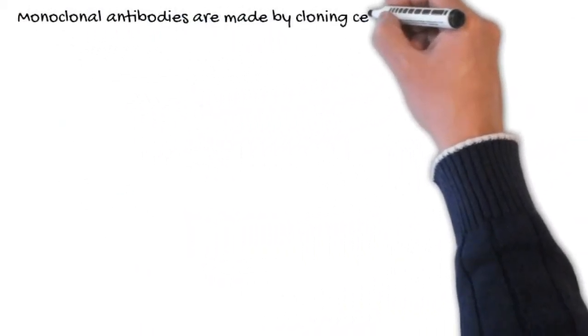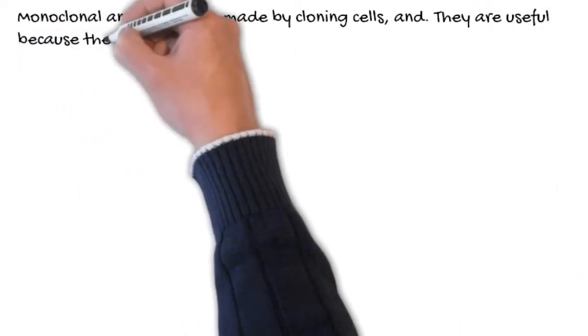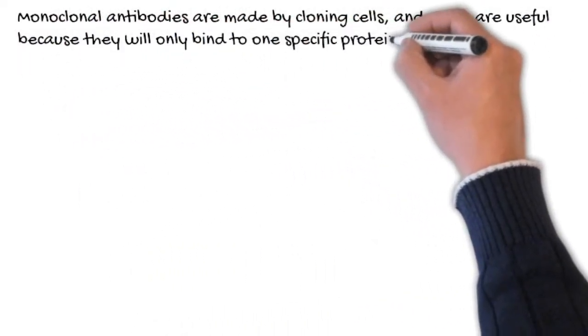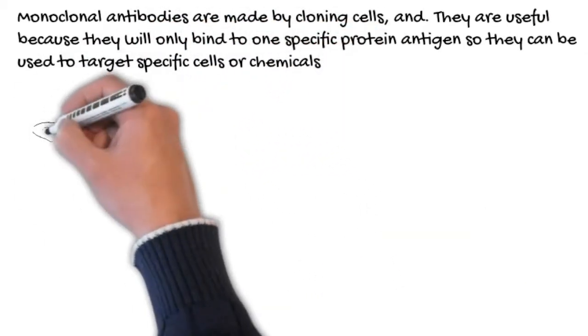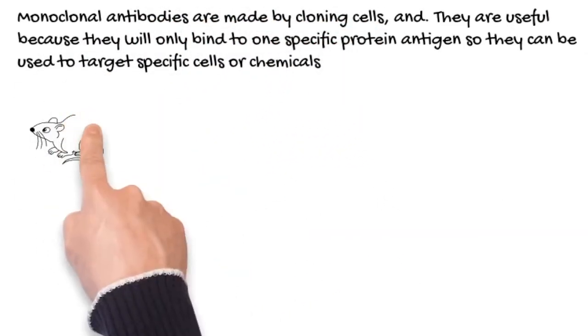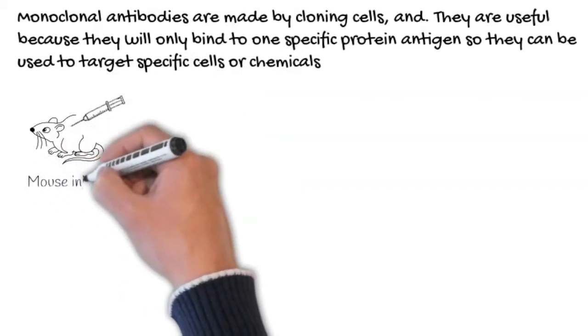Monoclonal antibodies are made by cloning cells. They are useful because they will only bind to one specific protein antigen, so they can be used to target specific cells or chemicals. So we're going to talk about how they're made.